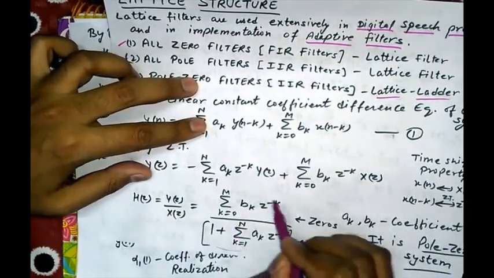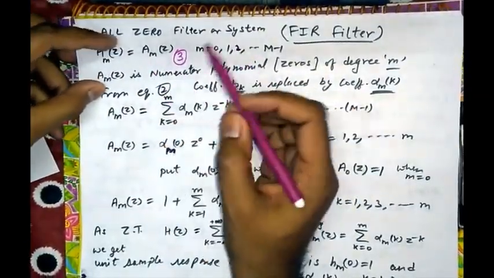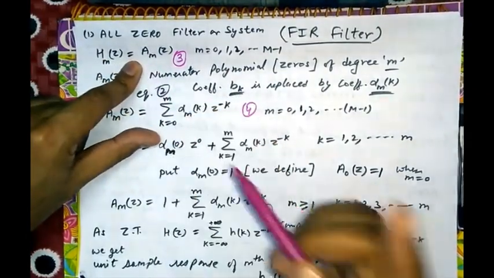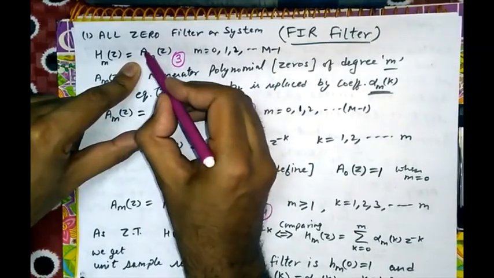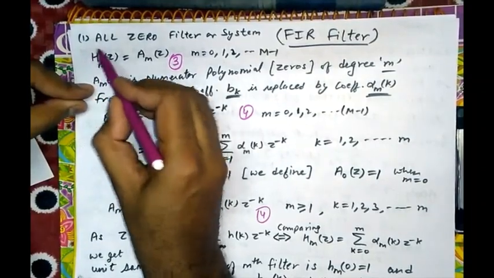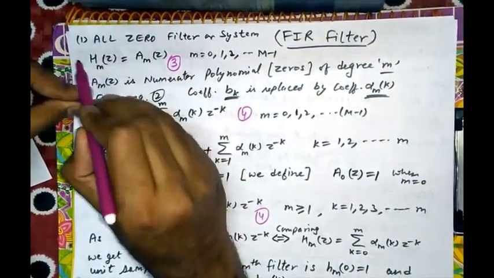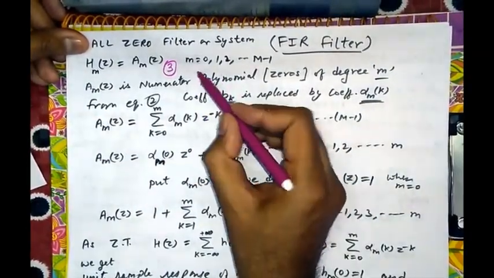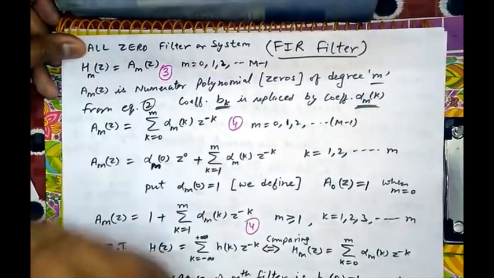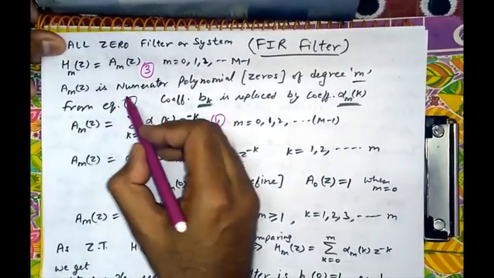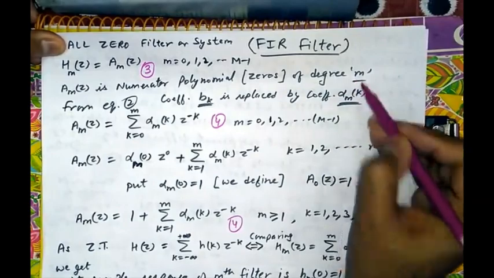A system transfer function can be assumed as a ratio of two polynomials. So if only zeros are there, then only one polynomial will be there, let us call it A_m(z). Now in further expressions, when we call it A_m(z), we are talking about the polynomial form, and when we call it H_m(z), then we are talking about the filter form or transfer function form, where m is the degree of this polynomial or order of the filter. A_m(z) is the numerator polynomial, that is zeros of degree m.